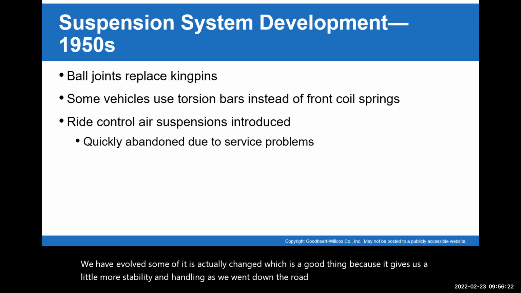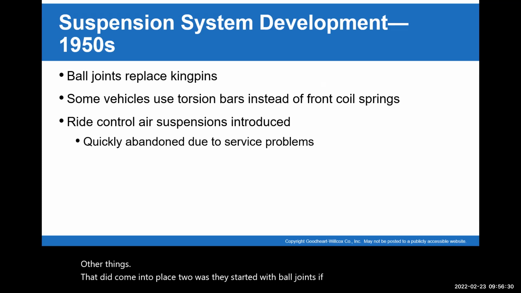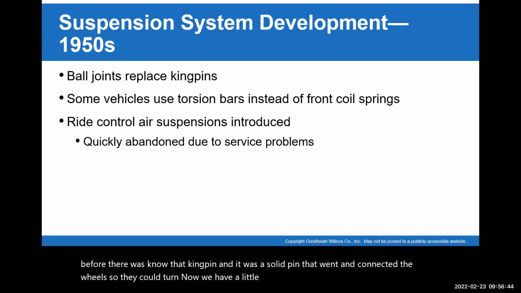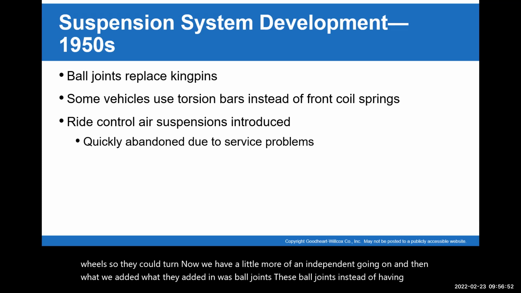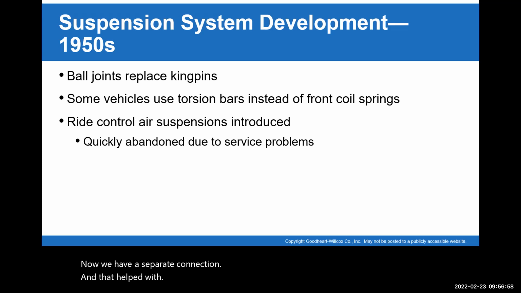Now, other things that did come into place too was they started with ball joints. If you remember that picture before, there was that kingpin, and it was a solid pin that connected the wheels so they could turn. Now we have a little more of an independent going on. And then what they added in was ball joints. These ball joints, instead of having that pin, give us a separate connection, and that helped with making it able to pivot a little bit more.